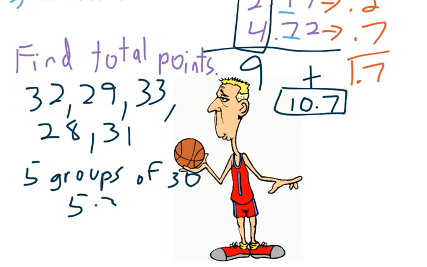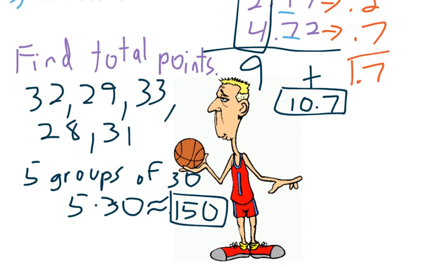5 times 3 is 15. Add the 0, we have 150. So the total points would be about 150. And to show that I'm rounding, I should use a squiggly to show that it's about 150. This is called clustering. So clustering is simply finding the groups of the number. So it's when they're all about the same number. They're all clustered together.